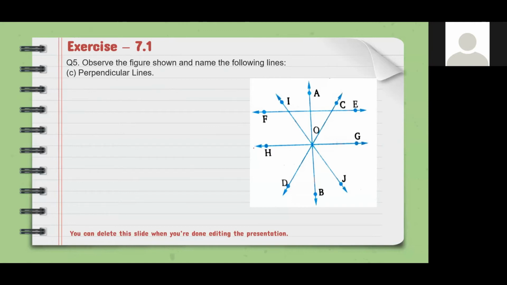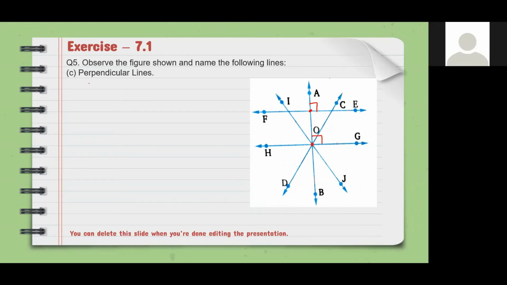Perpendicular lines. So perpendicular lines: if the angle between two lines is 90 degrees, then the lines are said to be perpendicular lines. First of all, we will mark the intersection points. These are the intersection points. And here these two lines make an angle of 90 degrees. Only two lines are perpendicular. Other lines are not perpendicular because they are not making an angle of 90 degrees.